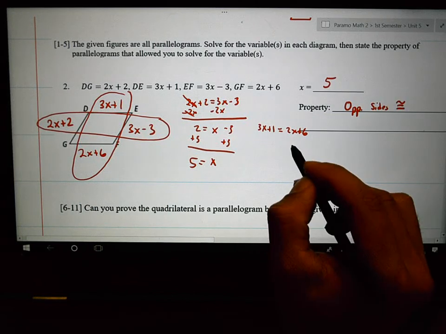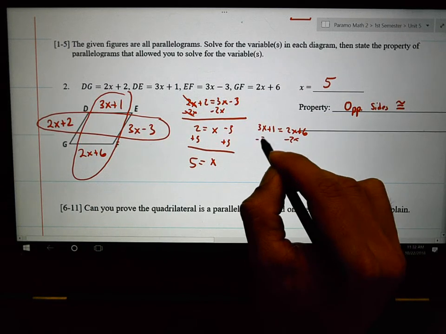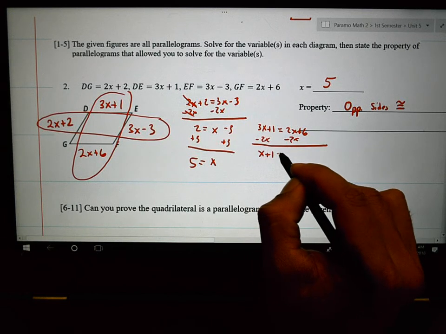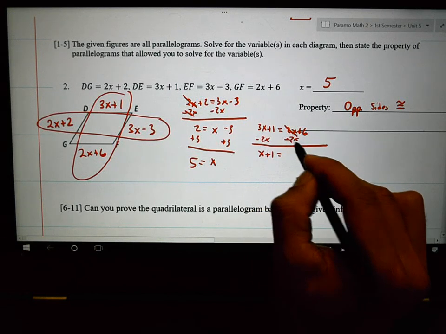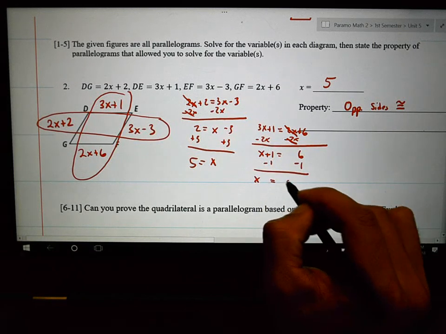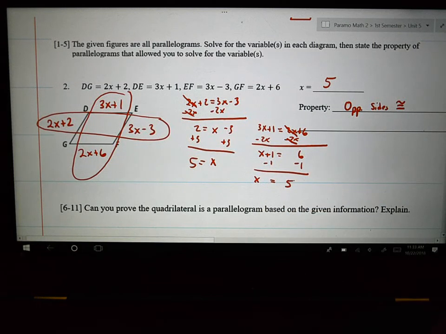I bet you, though, if I did that over on this other one, we get the same answer. Let's see, 3x minus 2x is x plus 1 equals 6. Subtract 1, x is equal to 5. Either way, you would have gotten x is equal to 5.